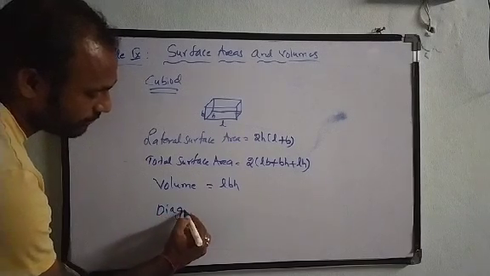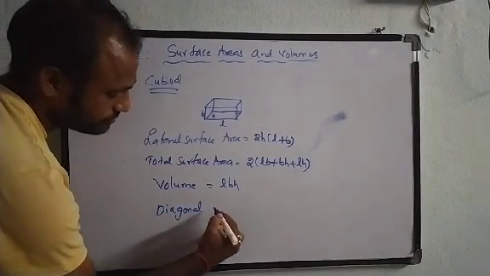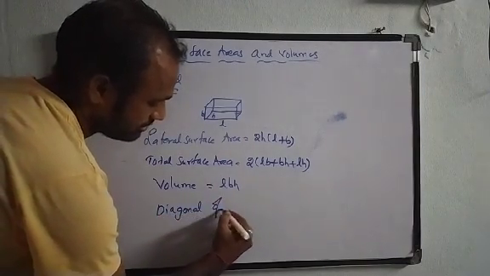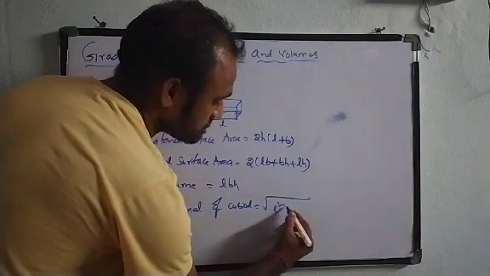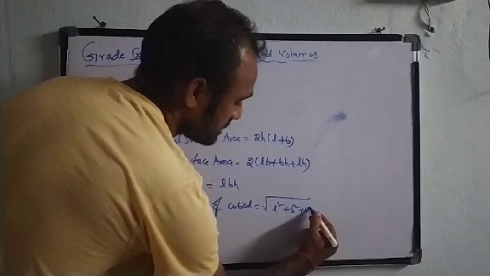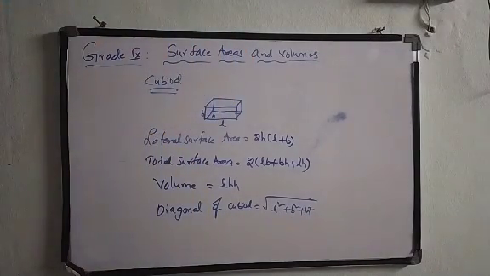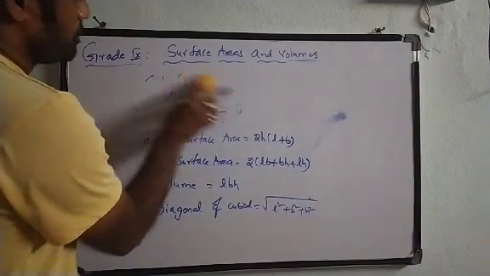Next, we have the diagonal of the cuboid, which is equal to the square root of L square plus B square plus H square. So this is the formula for the diagonal of the cuboid. Next we will see about the cube.